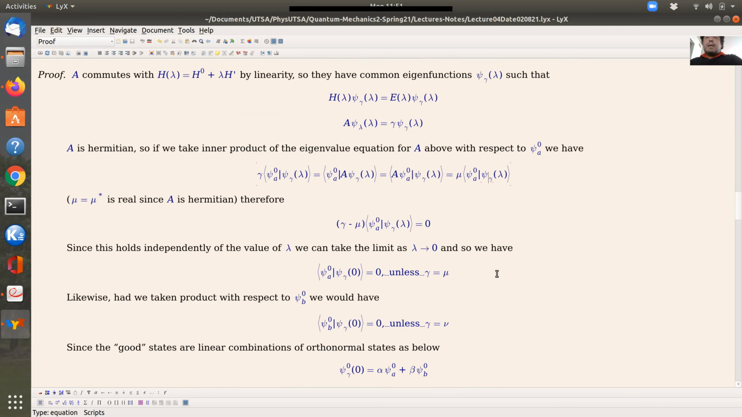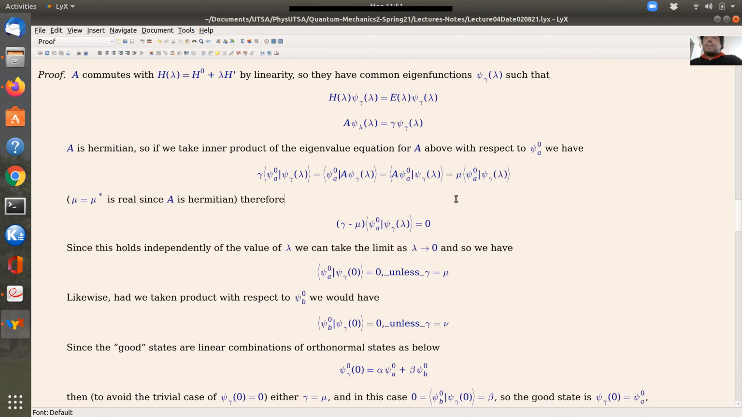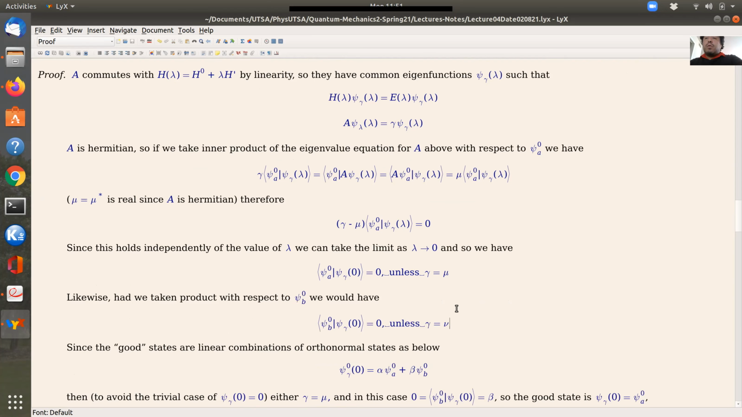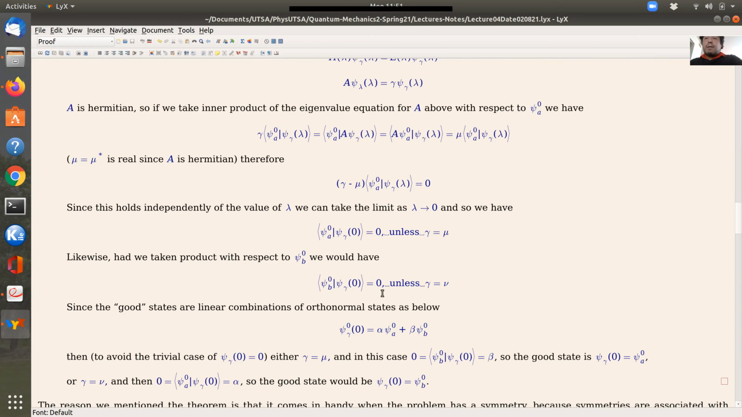If we had done the same calculation but taken the inner product with respect to psi 0b, we would arrive at something very similar. We would have psi 0b on this part, and the process would be the same. We would use this property, which would bring out the eigenvalue nu instead of mu, leading to an equivalent condition where something equals 0. So one of the factors must be 0: either this factor is 0, or gamma minus nu is equal to 0, which means that gamma should be equal to nu.